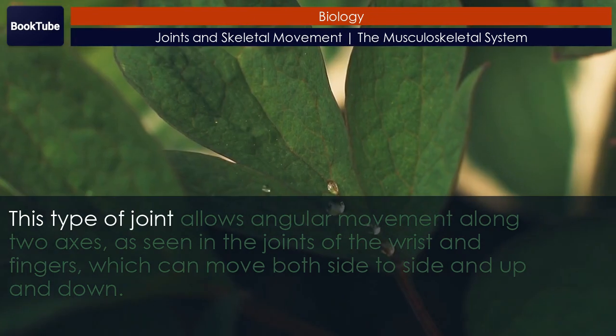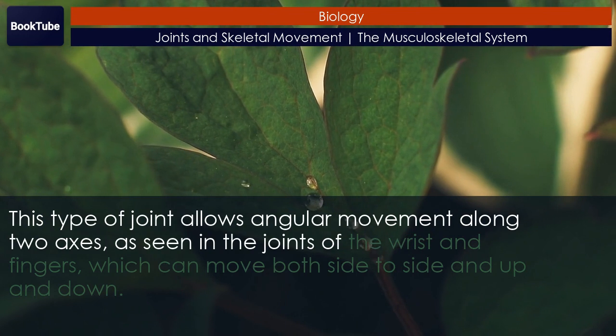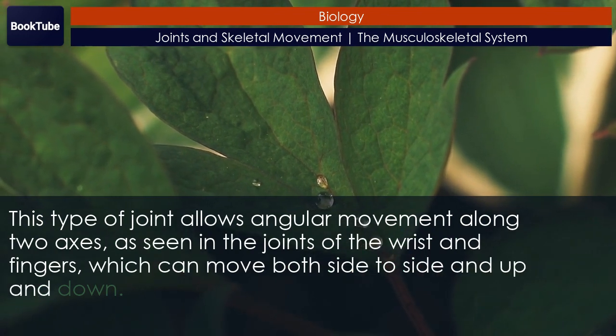This type of joint allows angular movement along two axes, as seen in the joints of the wrist and fingers, which can move both side to side and up and down.